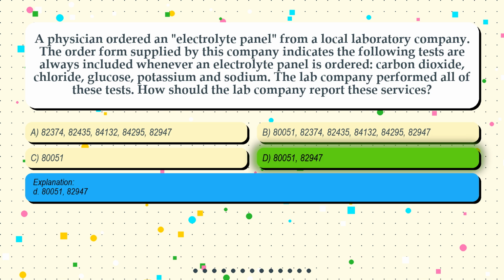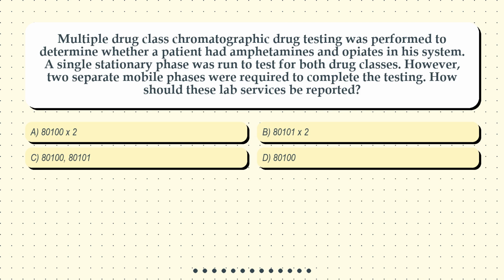Question 5. Multiple drug class chromatographic drug testing was performed to determine whether a patient had amphetamines and opiates in his system. A single stationary phase was run to test for both drug classes. However, 2 separate mobile phases were required to complete the testing. How should these lab services be reported?